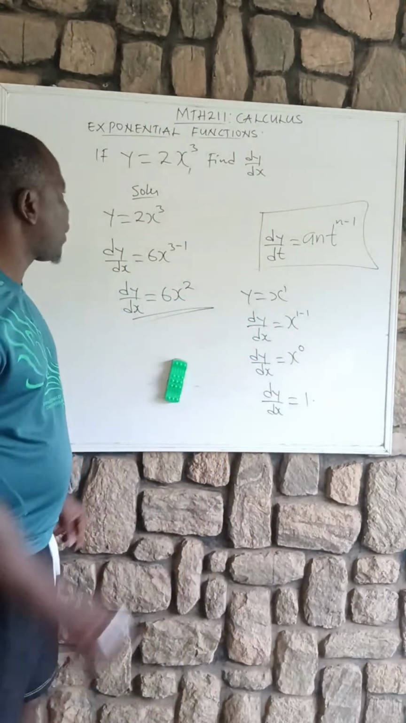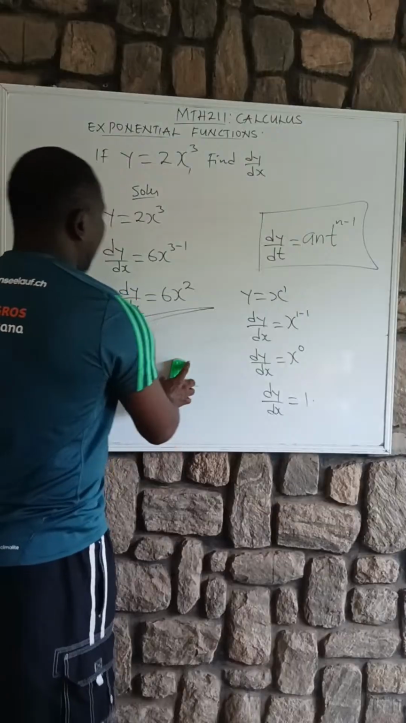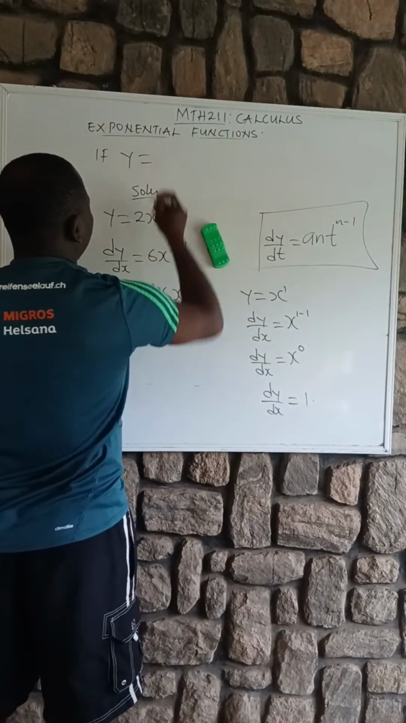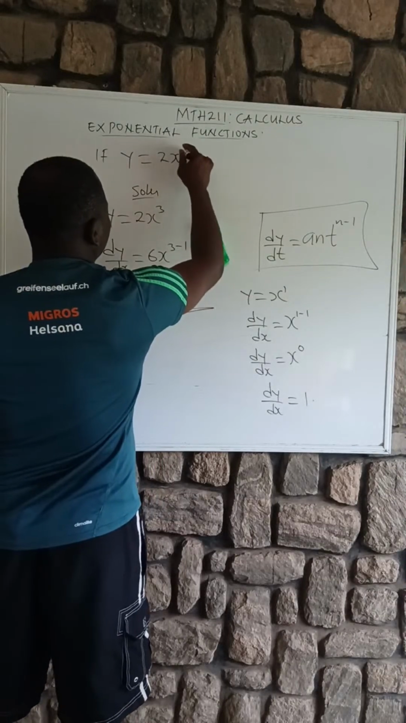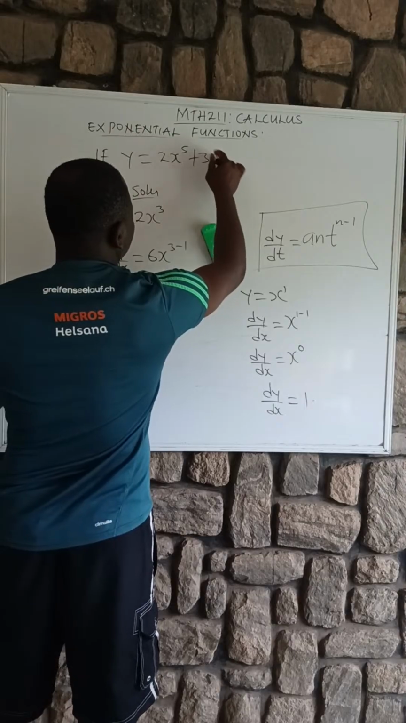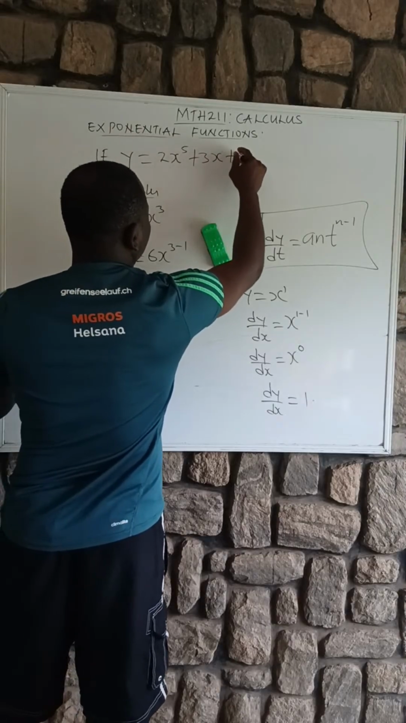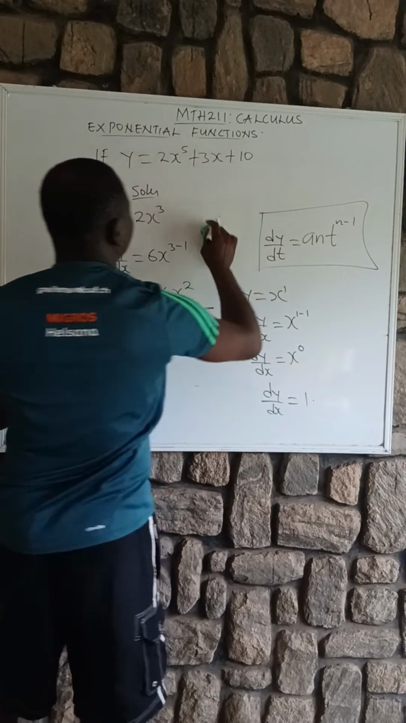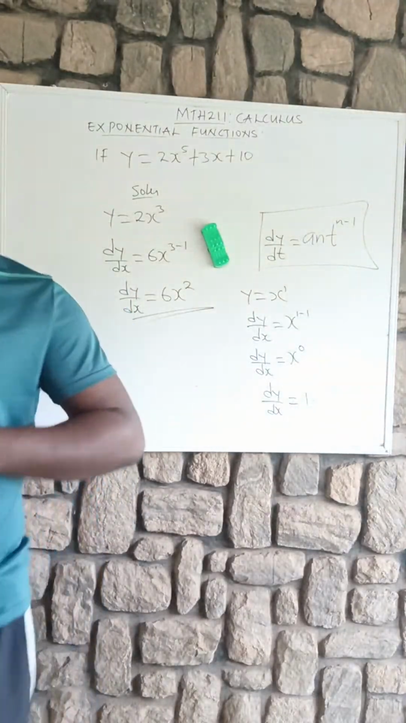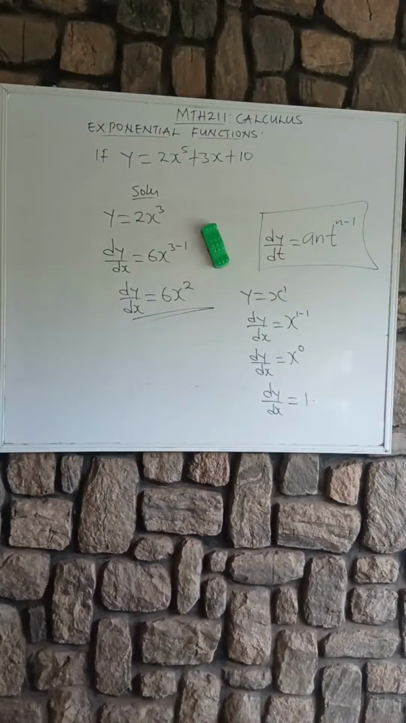Take note. Then another one: let's say y equals 2x raised to the power 5 plus 3x plus 10. When you come across this, hope you are following, look at the board.